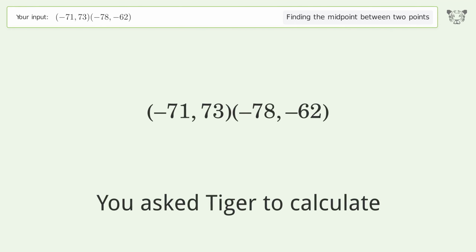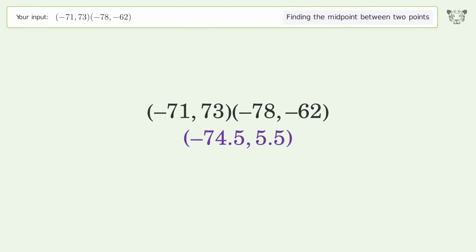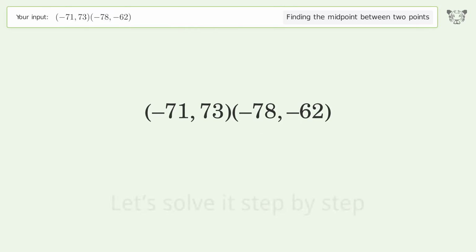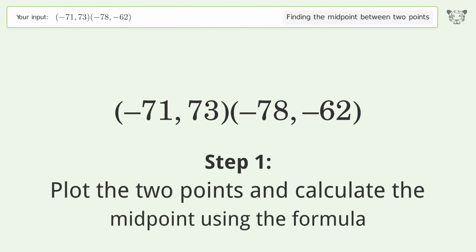You ask Tiger to calculate. This deals with finding the midpoint between 2 points. The midpoint between the 2 points is negative 74.5, 5.5. Let's solve it step by step. Plot the 2 points and calculate the midpoint using the formula.